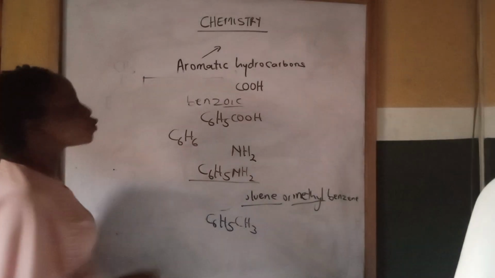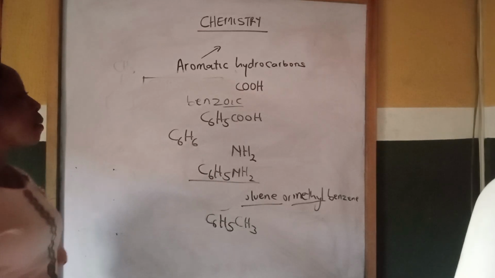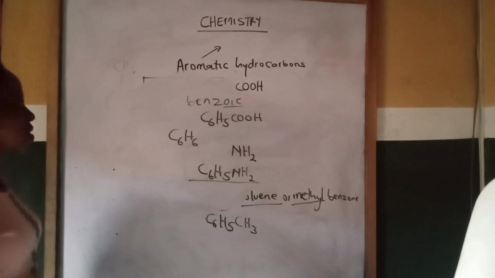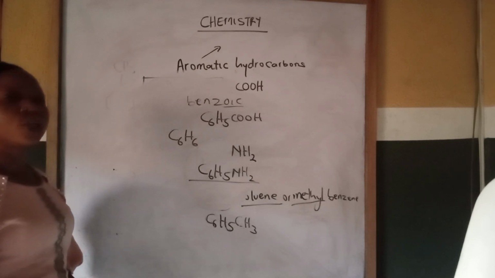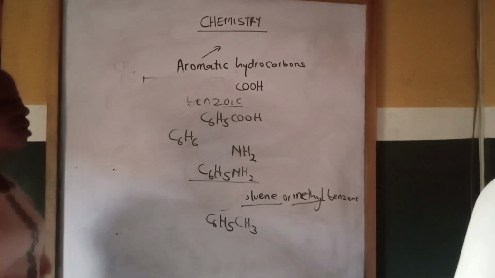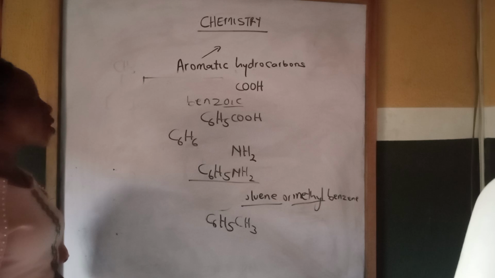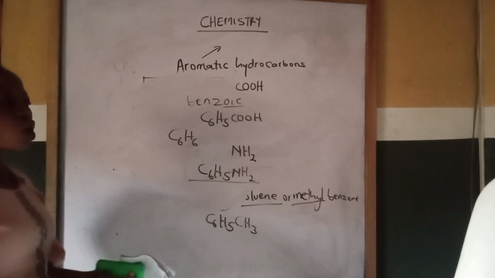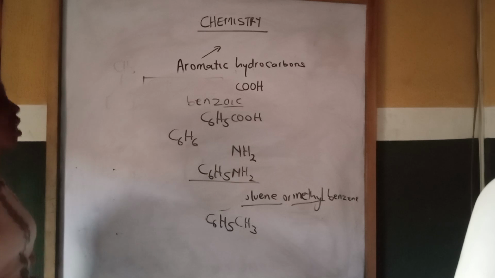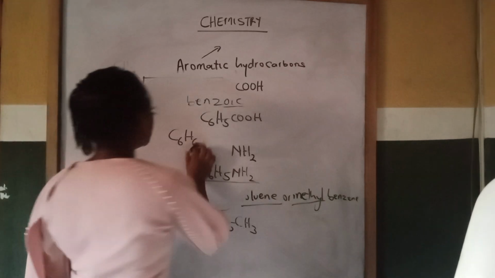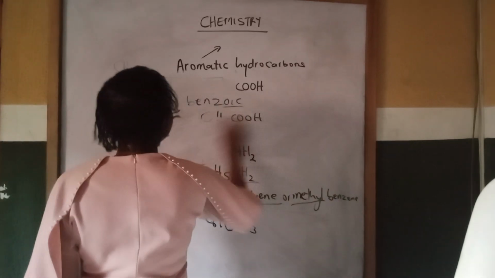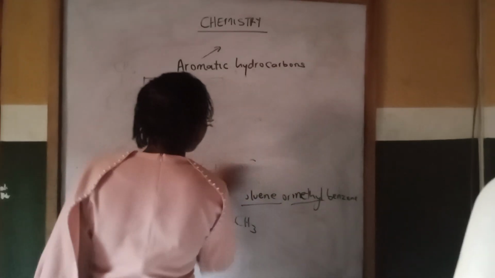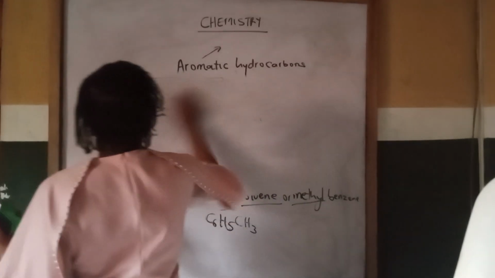Now, before I move to IUPAC nomenclature of benzene, benzene has 2 possible structures according to August Kekule. Those 2 structures only differ in the position of the double bond. Those 2 structures differ in the position of the what? In the position of the double bond.